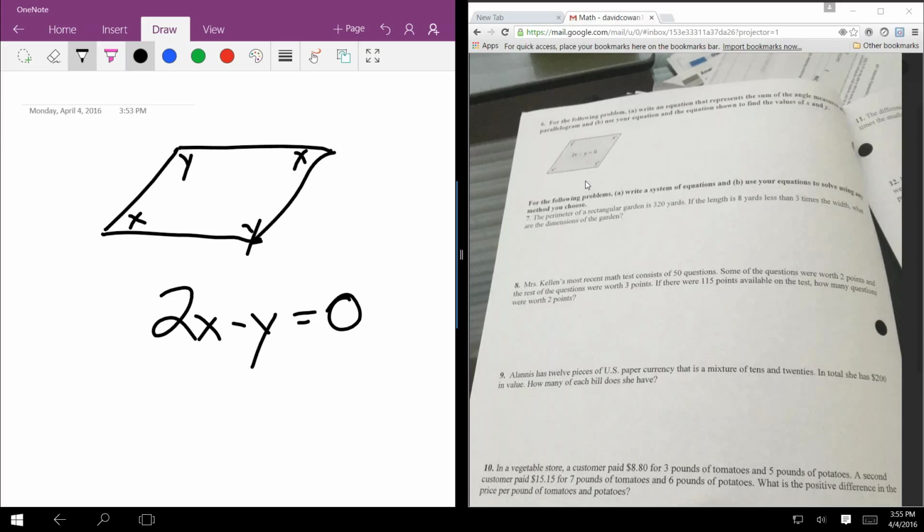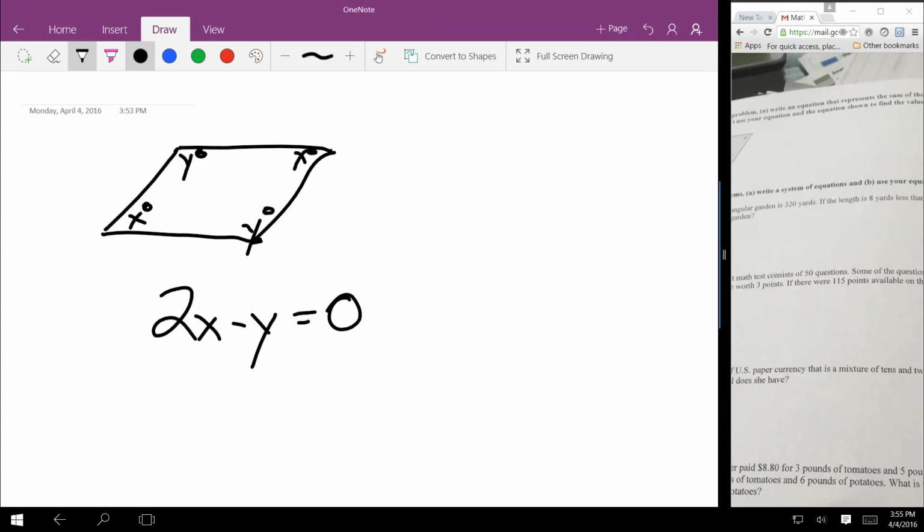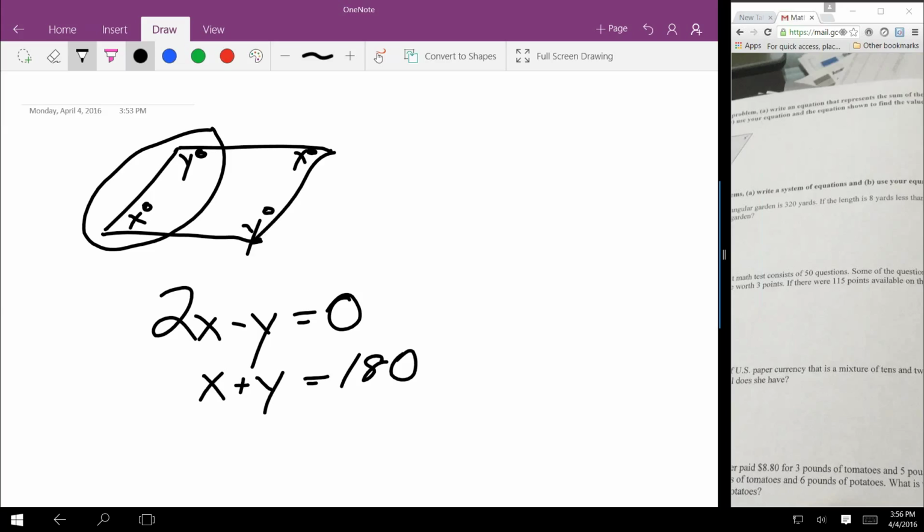How do I start this off? It's a little different, but what do we know about a parallelogram? All the angles equal 360. That's true of all quadrilaterals. But what do we know specifically about adjacent angles? They're equal. Do they look equal? Oh, adjacent angles, they're supplementary. So x plus y equals 180. That's all I need to solve for x and y.